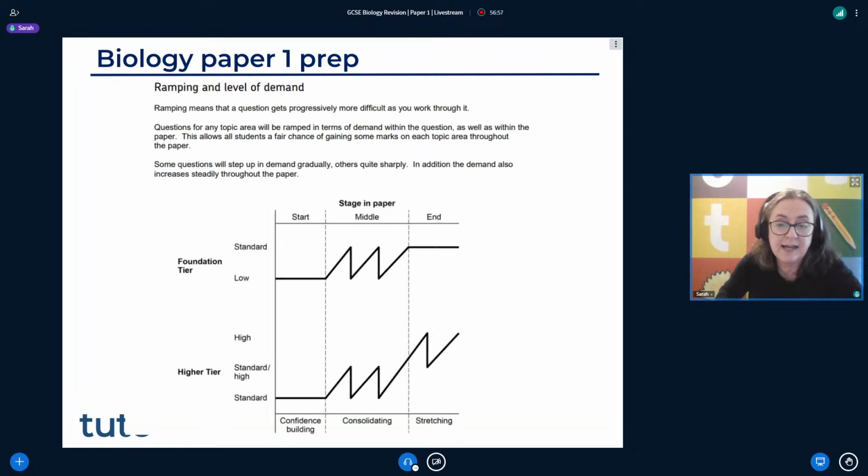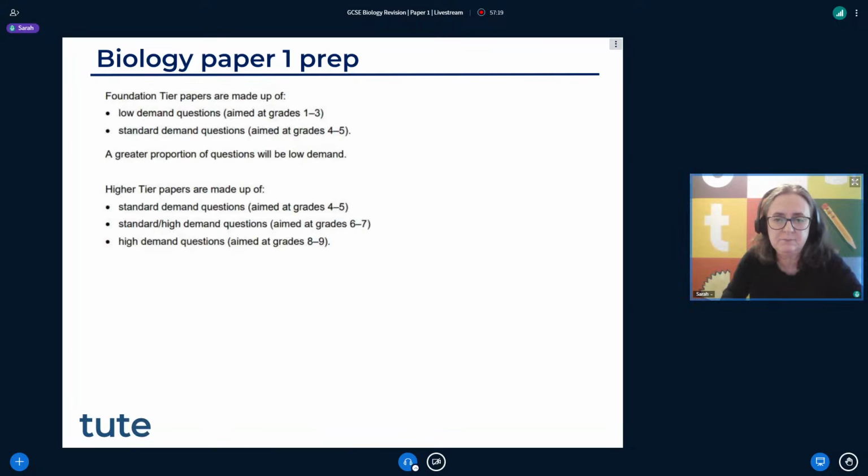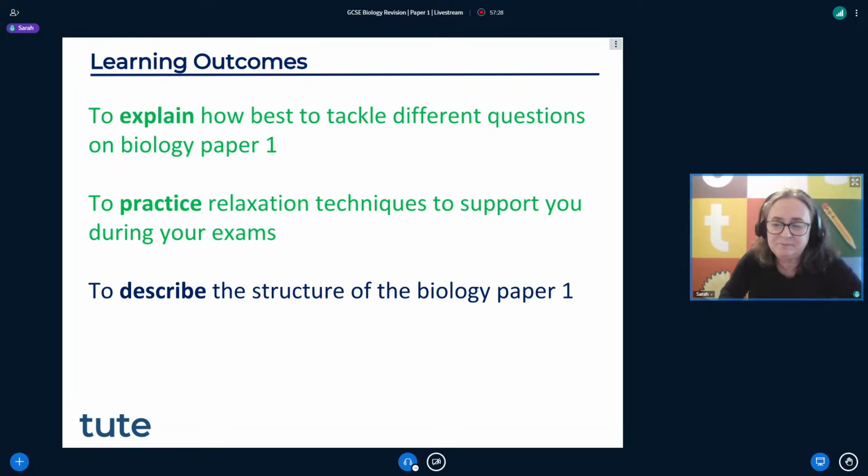So the assessment of the exams is basically, you'll find that questions start easier and get harder as you go along, but it's a bit up and down. I always call it the low-hanging fruit. Every question will have easy marks at the start. So you want to make sure you get through the whole paper to nab those easy marks, and that way you'll max out the amount of marks you get. Foundation papers go up to 5 and higher tier papers go up to 9. So that's the structure of the paper.